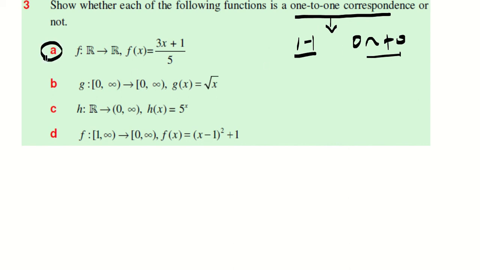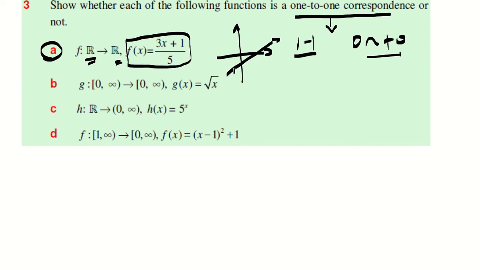The first one, A, as you see here, is a linear function. Always remember, linear functions are always one-to-one and on-to in their domain. Their domain is the real numbers and the range is also the real numbers, because linear functions are like a straight line, either slanting to the right or to the left depending on their slope. As you see here, the slope is positive. The slope here is 3/5.